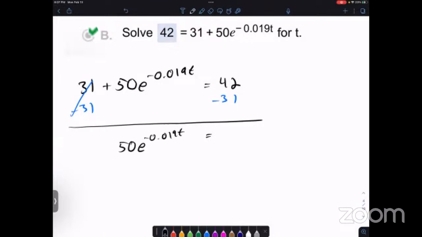So then next, if we're trying to solve for t, let's divide both sides by 50. I want you to see what I was building in the calculator. They're going to cancel. Equal sign comes down. On the left, we still have this e to the negative 0.019 t.